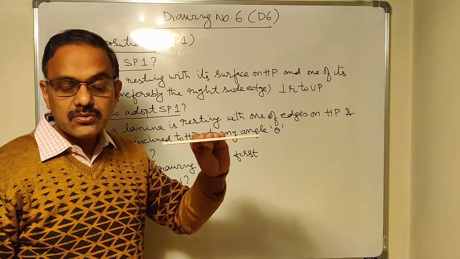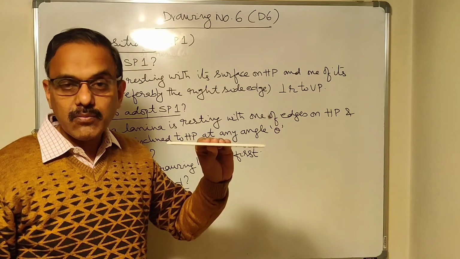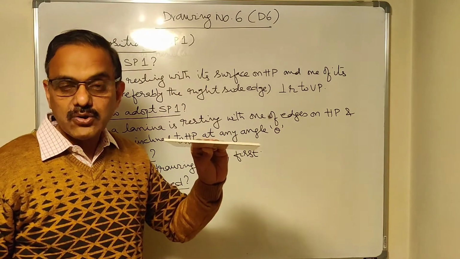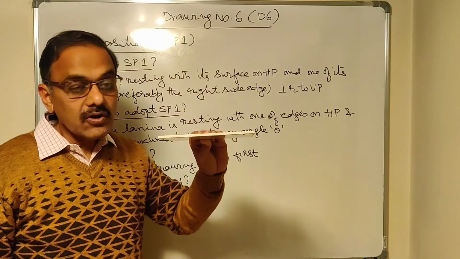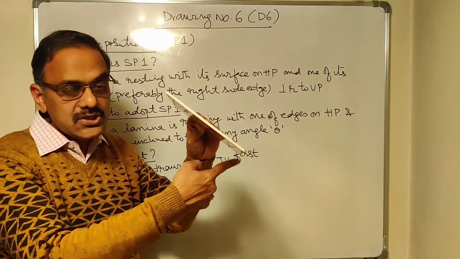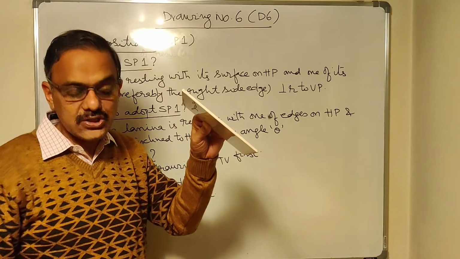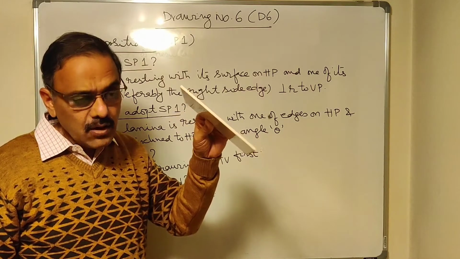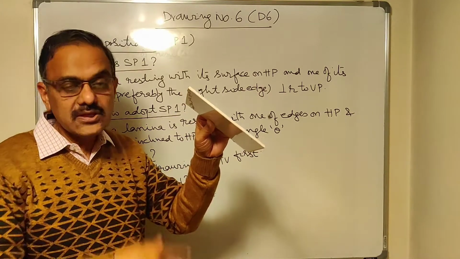Okay, now you have understood what the condition given in the problem is and what SP1 is. The condition given is: one edge is on HP and the surface is inclined to HP. Now, why can't I start straight away with this condition?